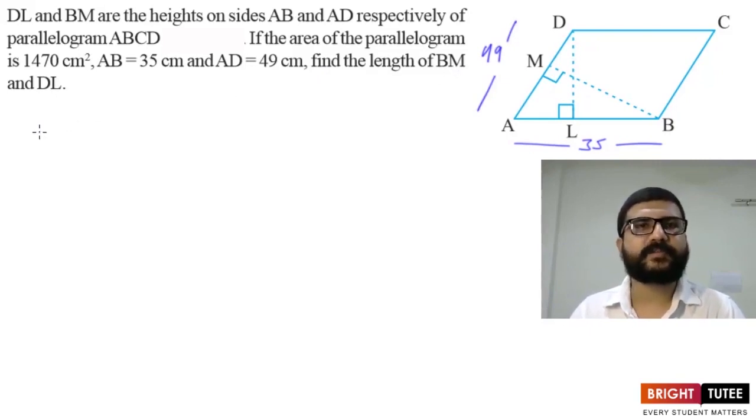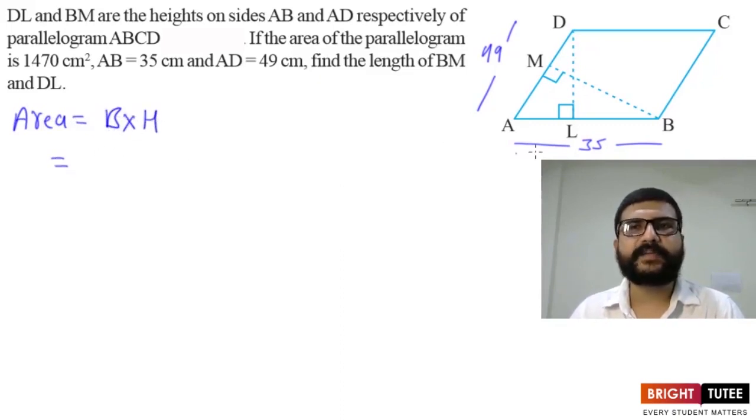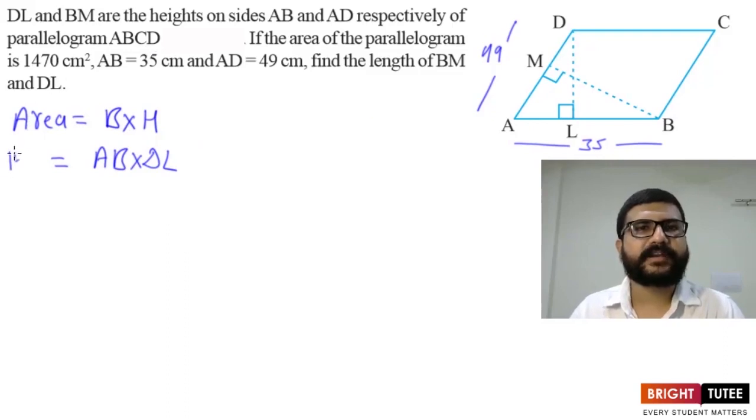So here we can use the formula for area of the parallelogram. As we know, area is equal to base into height, or we can write B into H, where B is base and H is height. Now if we consider AB as a base, then what will be the height? It will be DL. So we can write it as AB into DL. Now area is already given to us. It is 1470. So 1470 is equal to AB into DL. And AB is also given, it is 35. So it means we are having 1470 is equal to 35 DL.